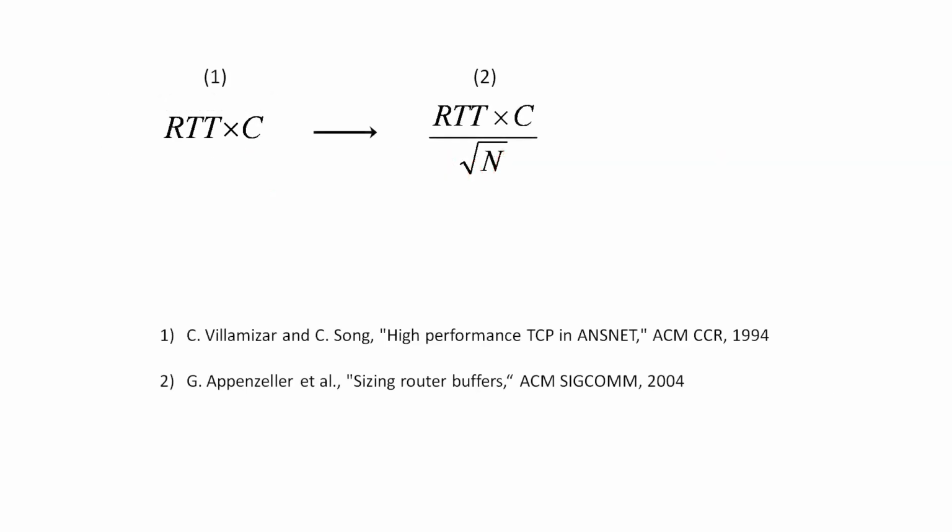Recent studies suggest that if the number of flows on the link is large enough, the buffer size can be scaled down by a factor of the square root of the number of flows without compromising the throughput. With 10,000 flows, the buffer size can be reduced 100 times, down to 10,000 packets in our example.